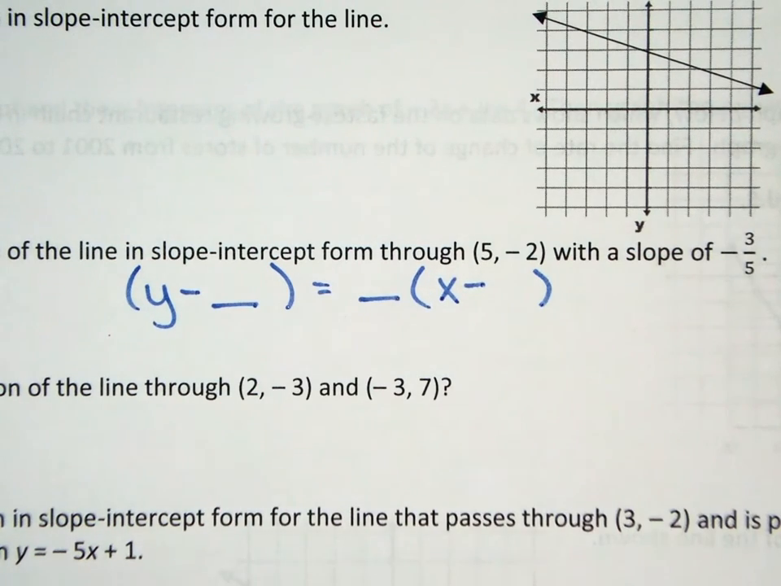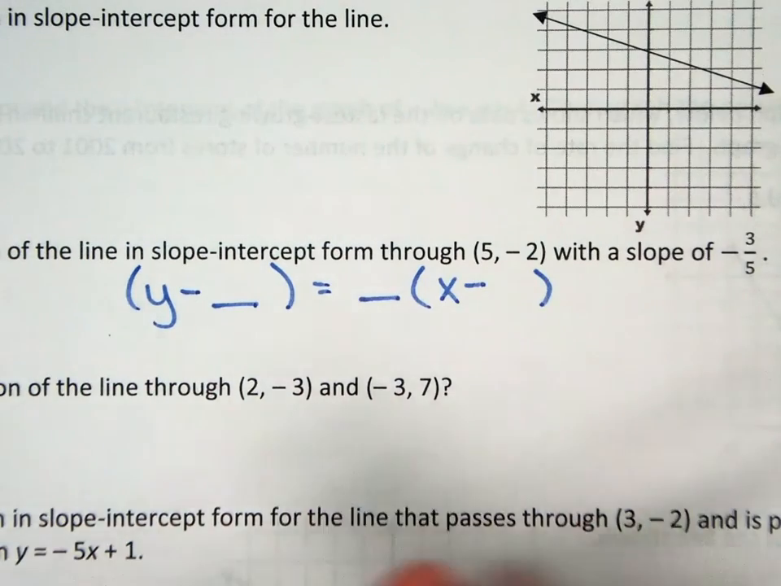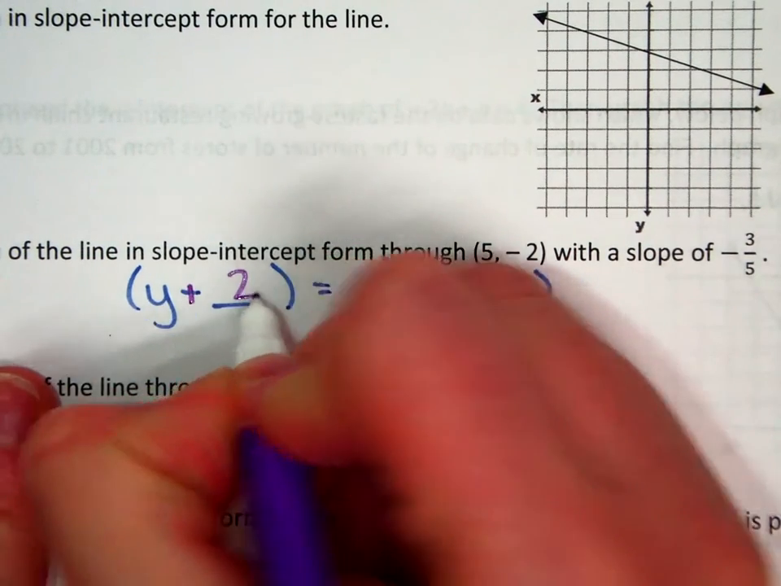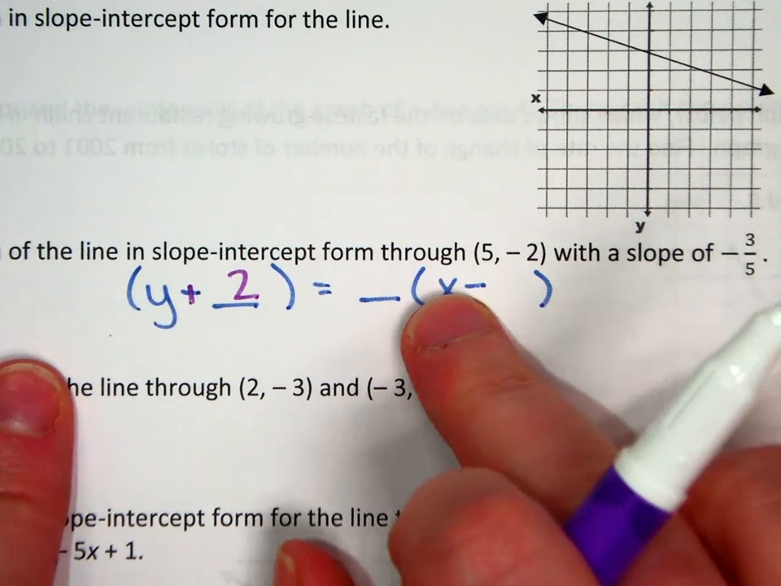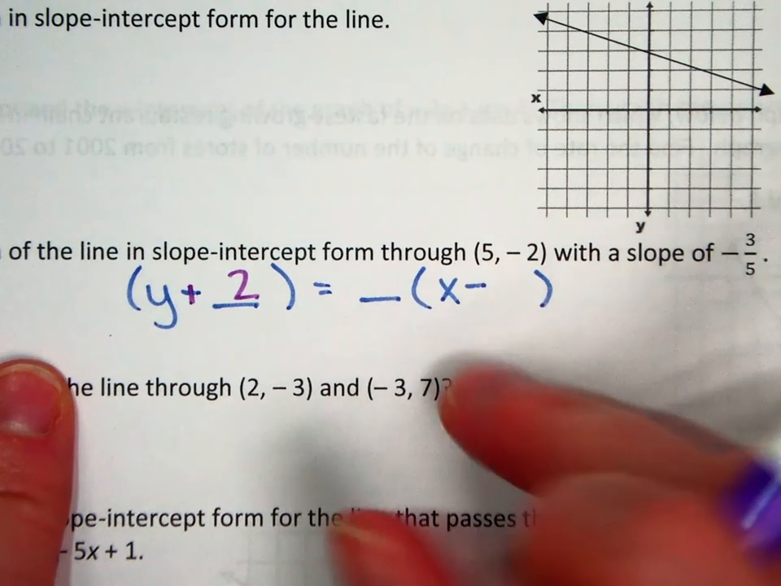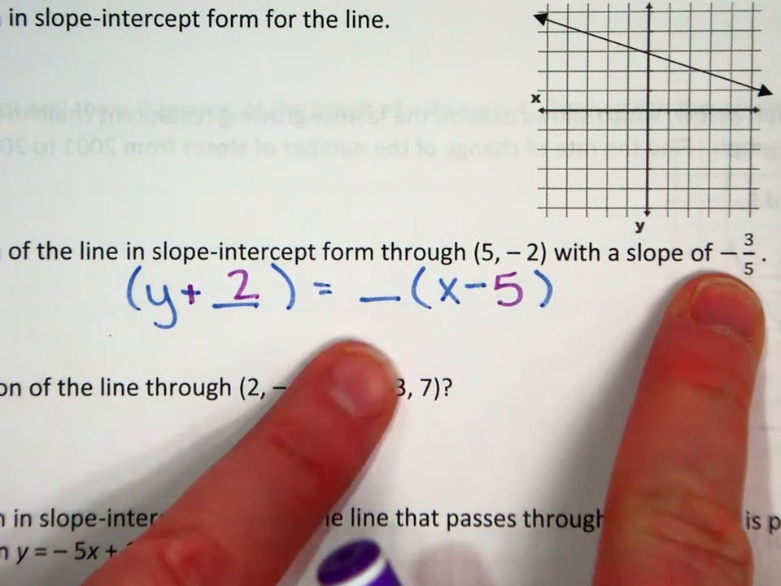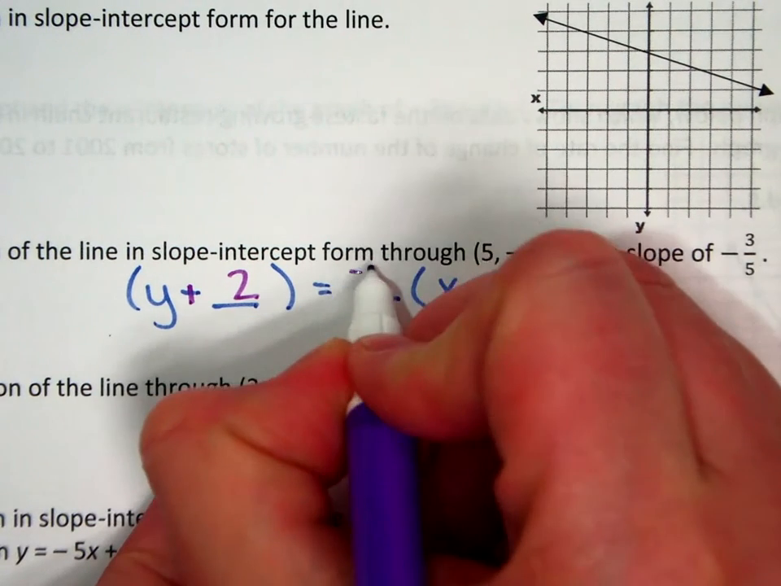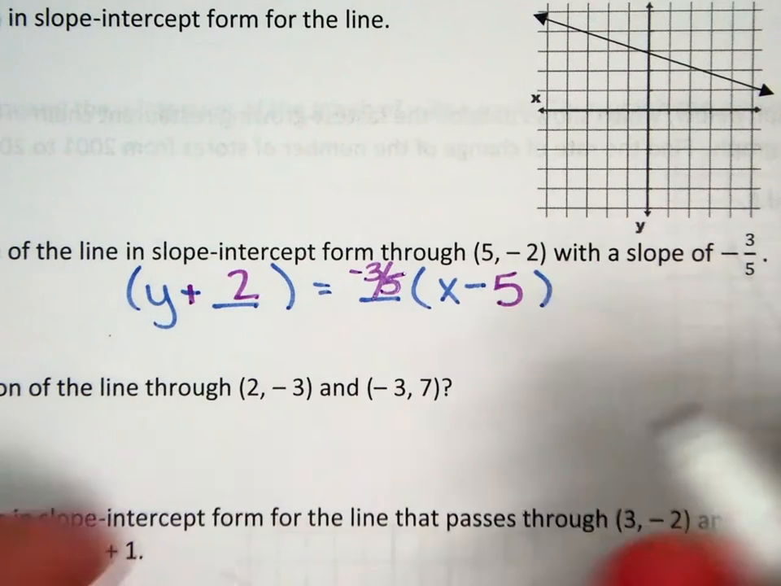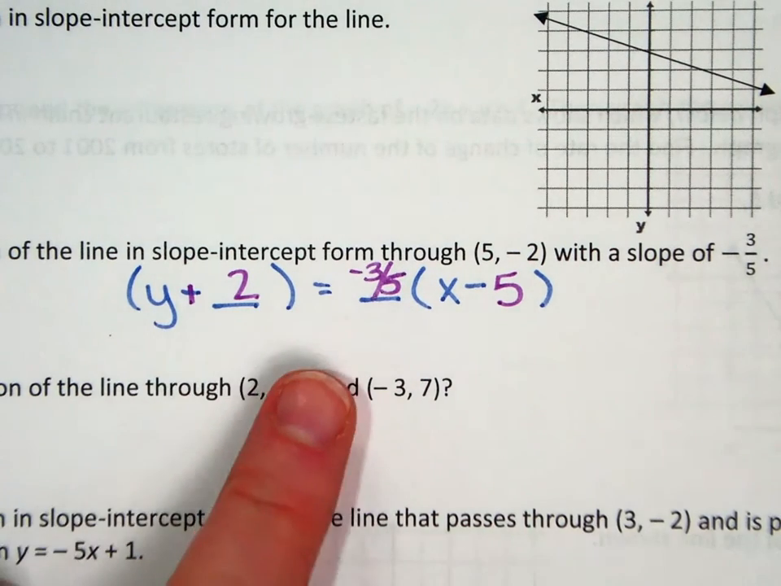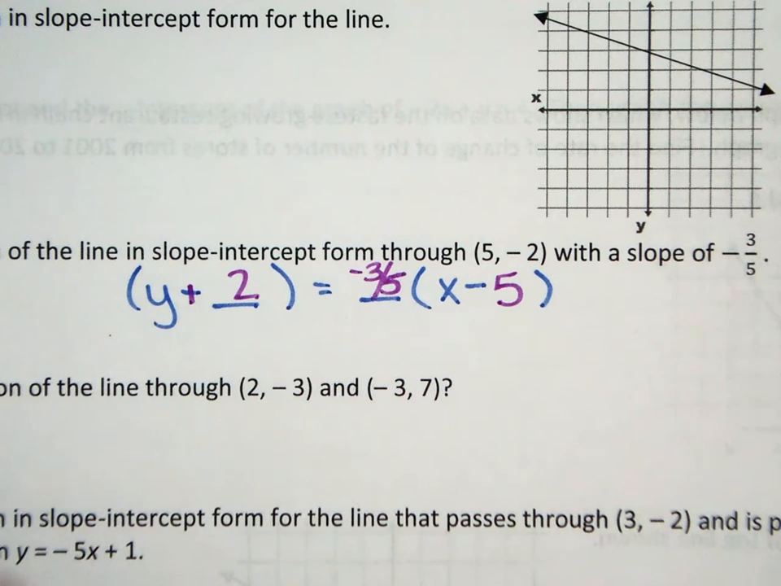And what happens is when you plug in the point of what it's going through, that number is the opposite of what you see. So y minus a negative 2 becomes a y plus 2, and x minus 5 just becomes x minus 5. Now my slope is just going to plug in here, so my slope is negative 3/5. Now, since it wants me to write it in slope-intercept form, in order to write in slope-intercept form from point-slope form, you have to remember just to solve for y.